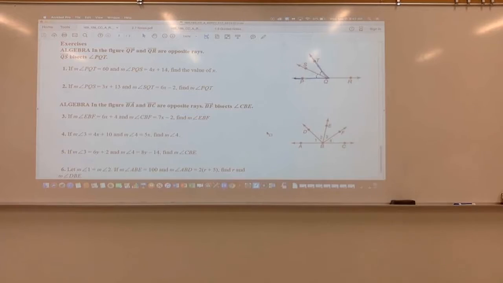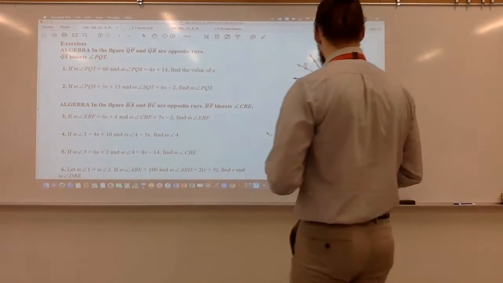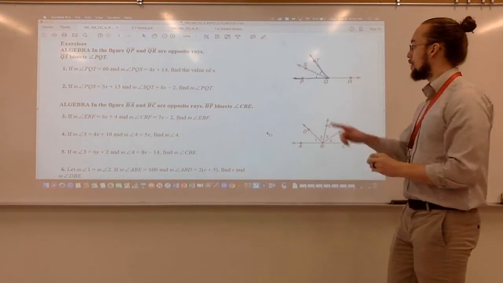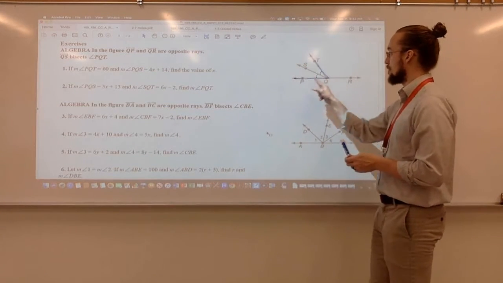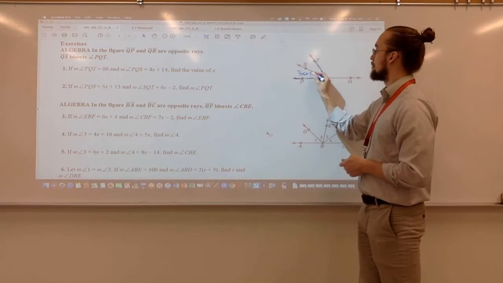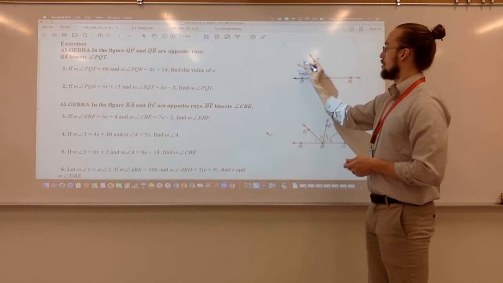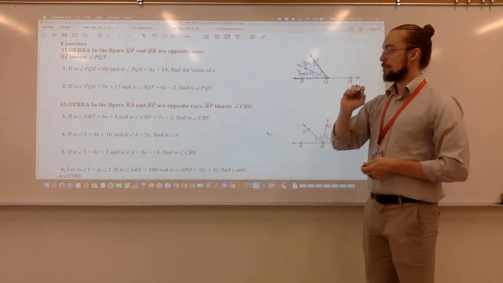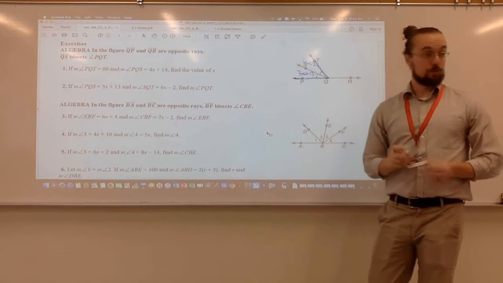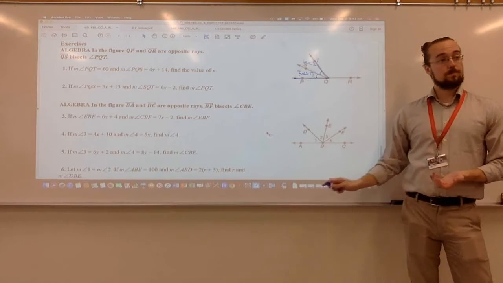What are you confused about? Number 2. So it's saying PQS. So PQS is this angle right here, is 3x plus 13. And then it's saying SQT is 6x minus 2. So from that information, we want to set up and solve an equation.